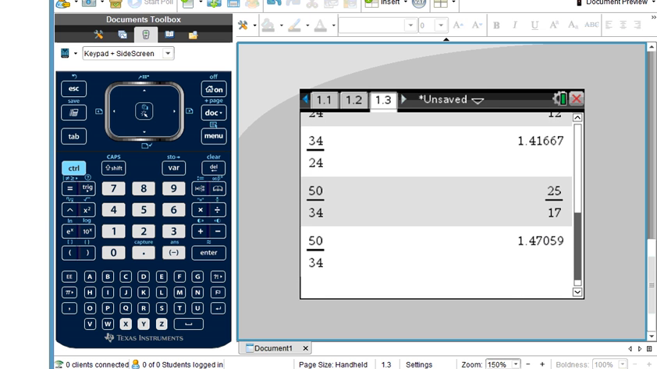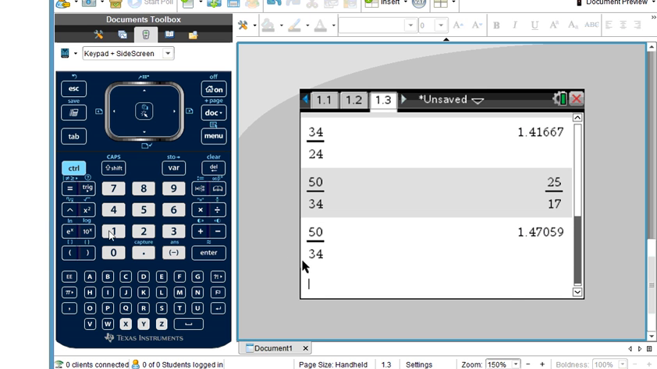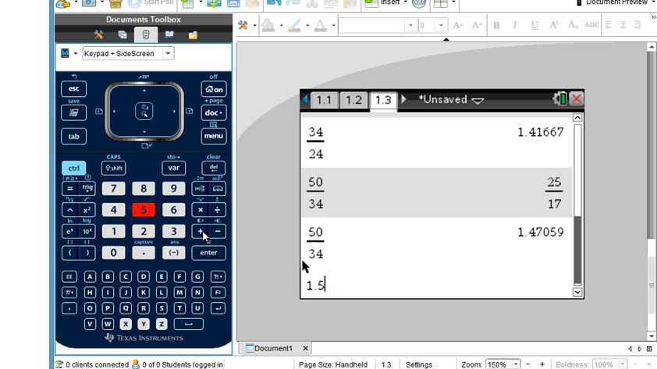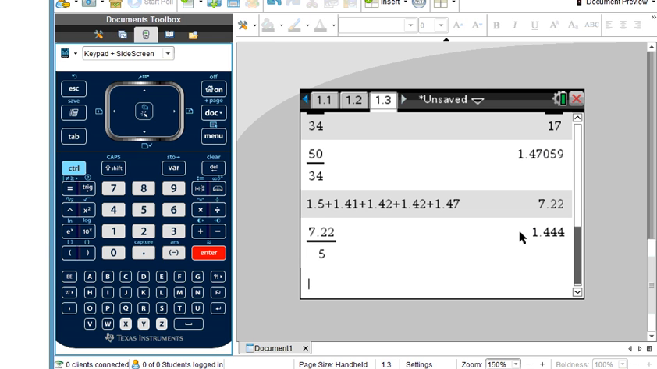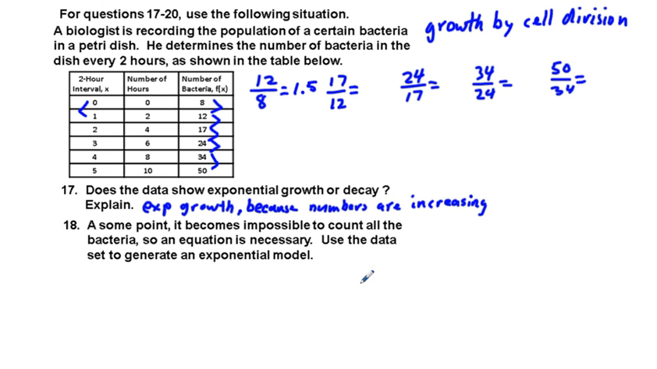So you can do it different ways. You can say, okay, we have 1.5. We'll be consistent with the others: 1.5, 1.41 plus 1.42 plus 1.42 plus 1.47, and we'll just take an average of these, and then we divide by 5 to get that. So we get 1.44, we'll say. So we're going to go with our common ratio of 1.44.